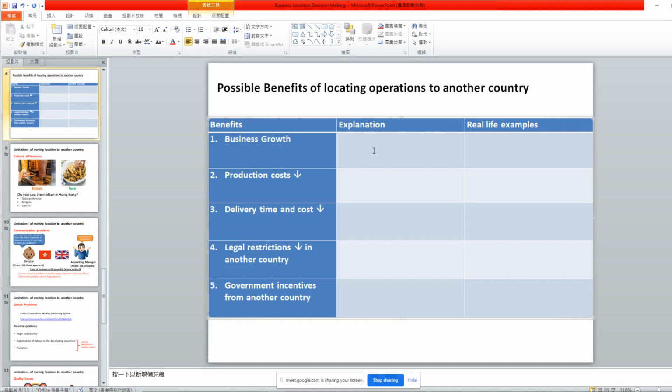They can increase their customer base. They can increase sales by increasing the market. That is good, because they are getting into the international market, which is way bigger, and that's why there should be more customers and sales. Any real life examples?